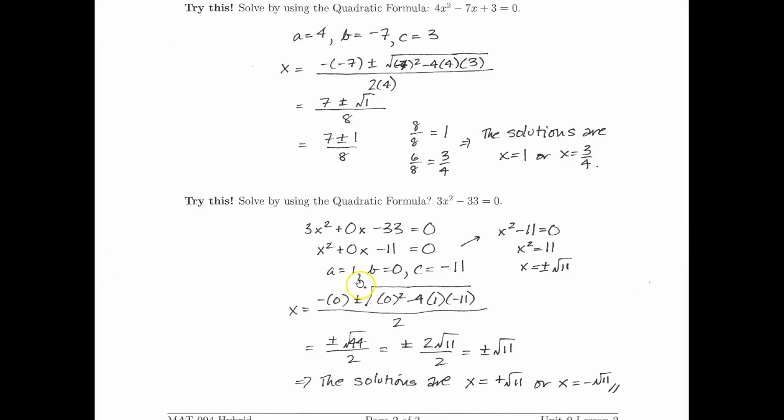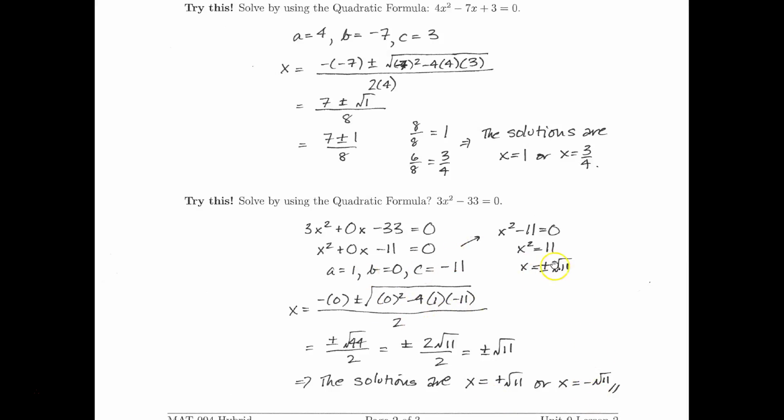So if we use the quadratic formula, a will be 1, b will be 0, and c will be negative 11. So if we take the opposite of b, we have the opposite of 0, plus or minus the square root of 0 squared minus 4 times a equals 1 times c equals negative 11, all over 2. So underneath the radical we get positive 44. So we'll have plus or minus root 44 over 2, and 44 is 4 times 11. So this will be simplified to plus or minus 2 root 11 over 2. The 2's cancel, and we do get the two solutions of root 11 and negative root 11.